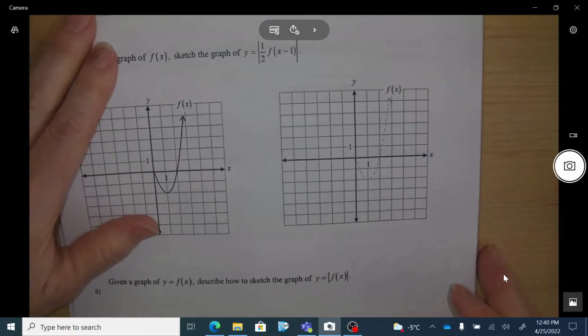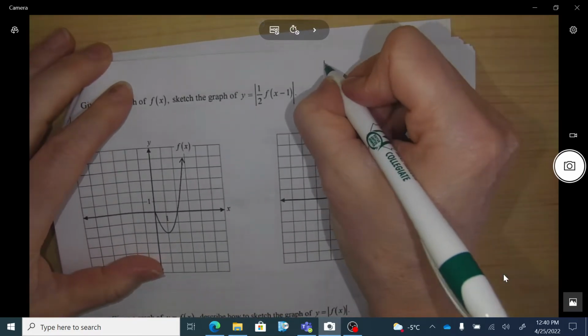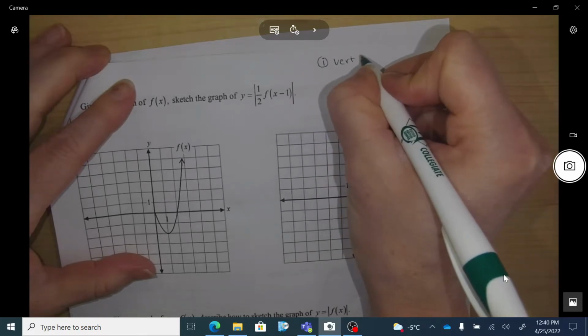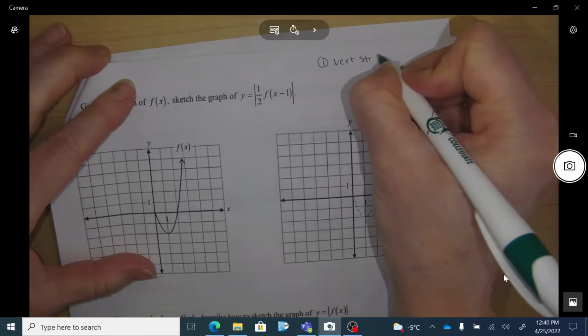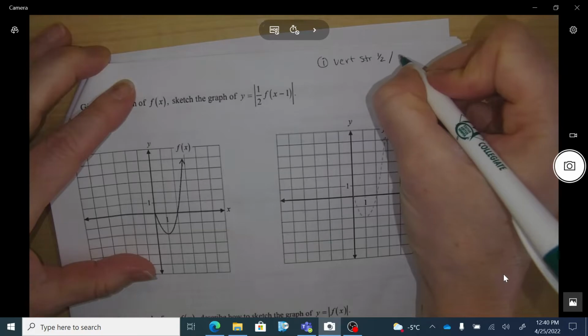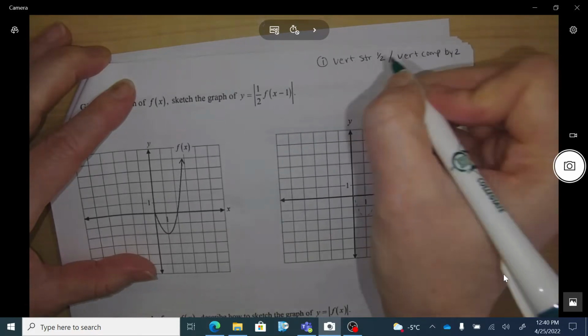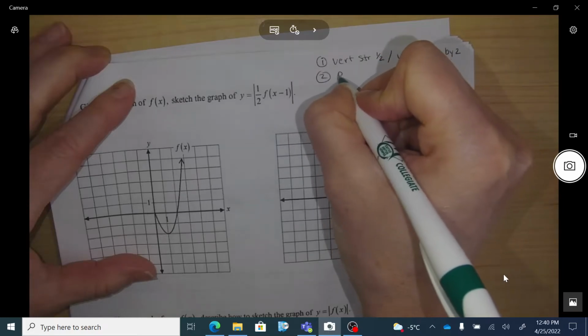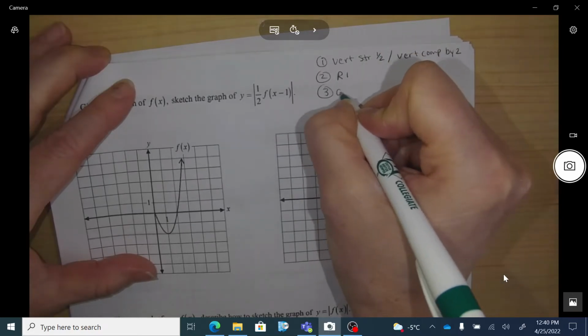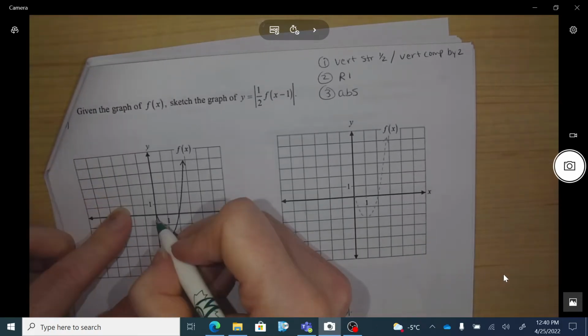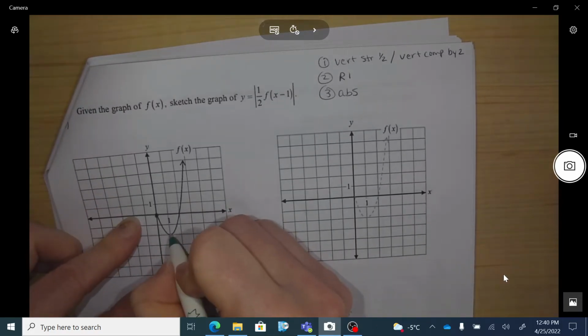Okay, if we did this in an order, we would be going vertical stretch by half, vertical compress by 2. Right 1 and then absolute. Okay, so I'm gonna vertically compress here.